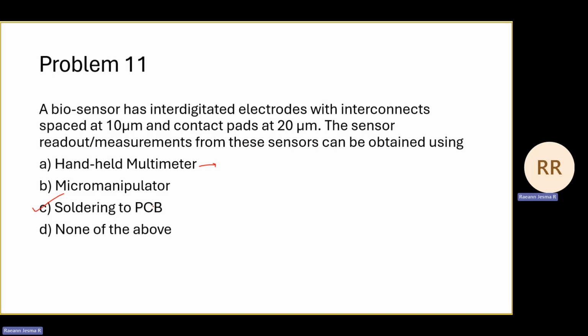And third option is soldering to PCB. So we can solder it to PCB and we can directly measure. So if we have soldered it to PCB, which is connected to some sort of readout circuit, then we can directly get the readout or measurements. So the correct answer is option C, soldering to PCB.